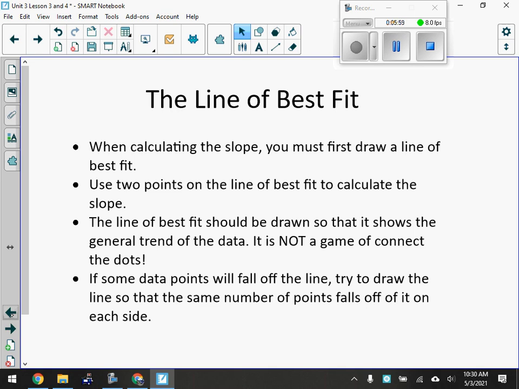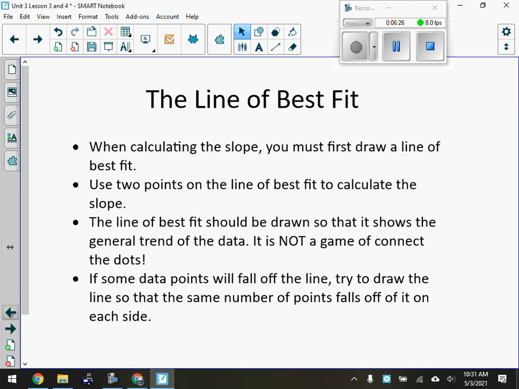So, line of best fit, okay? That's exactly what it sounds like. It's a line that best fits the data, okay? When you calculate the slope, you must first draw a line of best fit, okay? So we're going to use 2 points on the line of best fit to calculate the slope. The line of best fit should be drawn so that it shows the general trend of the dots.